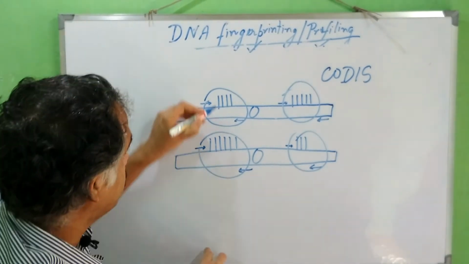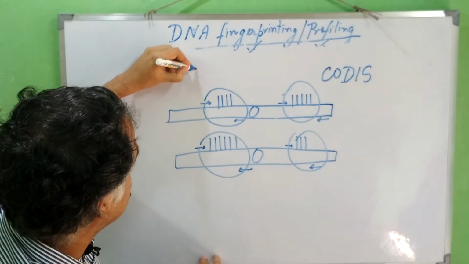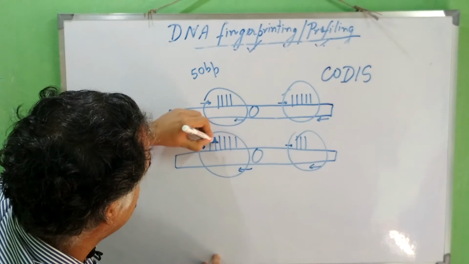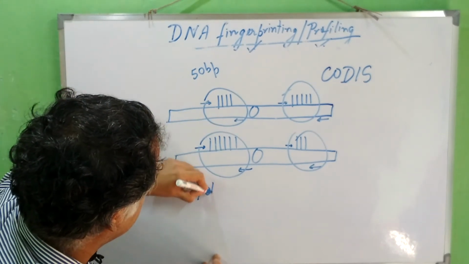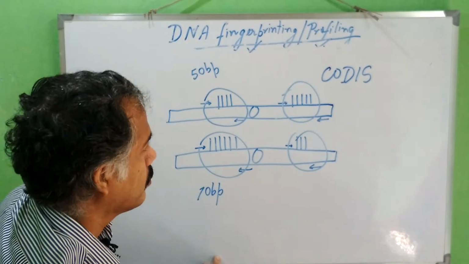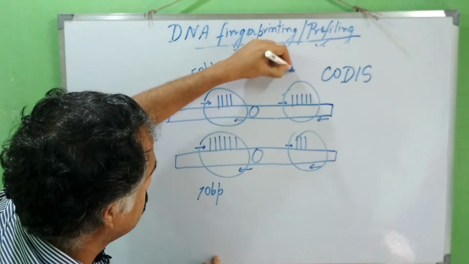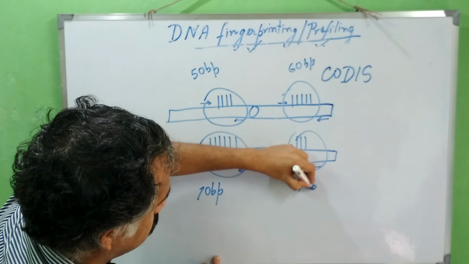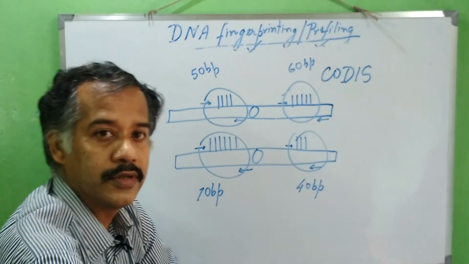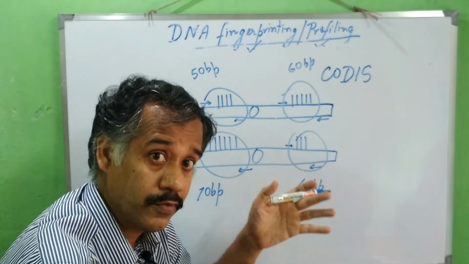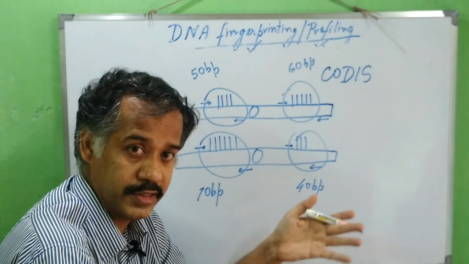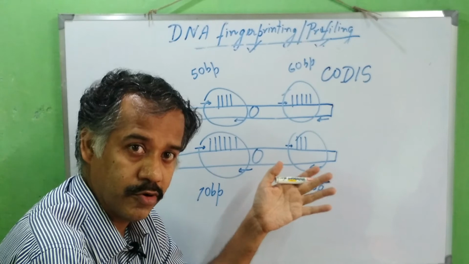So for example, if the PCR product size over here is 50 base pairs, the PCR product size over here will be 70 base pairs. And the PCR product size over here will be 60 base pairs, let's say, and the PCR product over here will be 40 base pairs. And this I'm showing you only for one microsatellite or STR for one chromosome.